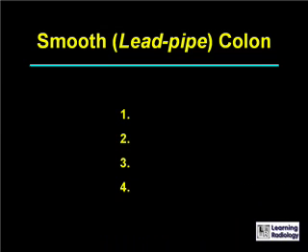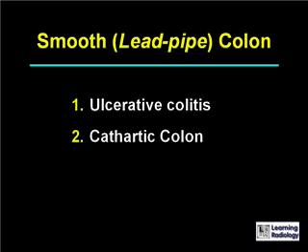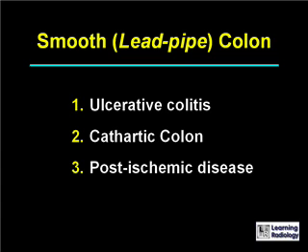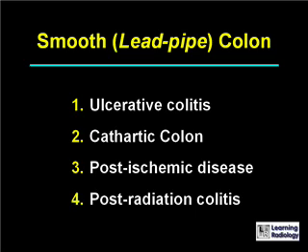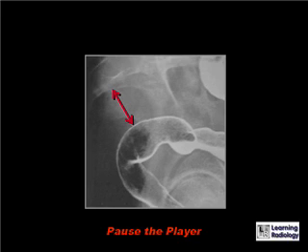The differential is for a smooth or so-called lead pipe colon. There are 4 causes listed. 4 causes of a smooth or lead pipe colon include ulcerative colitis, a cathartic colon, post-ischemic disease, and post-radiation colitis. This is the next differential.